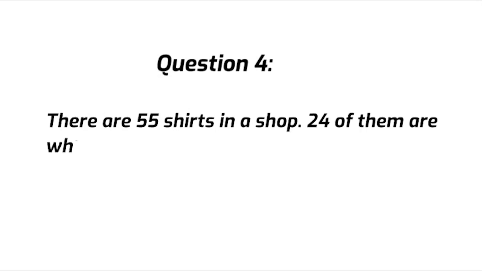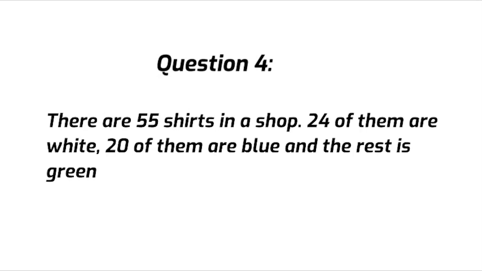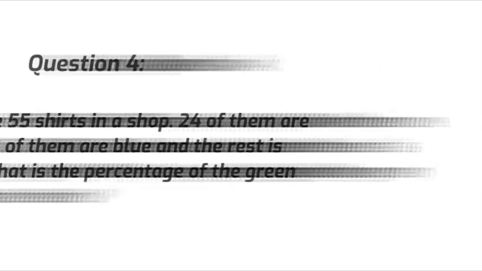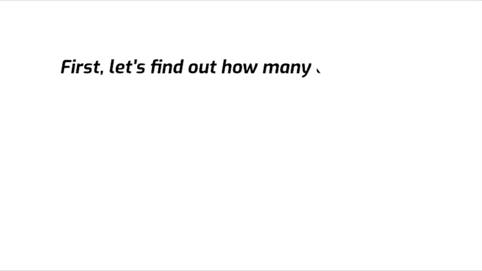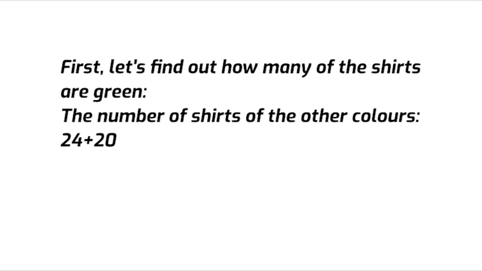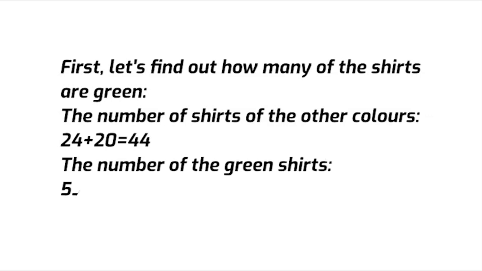There are 55 shirts in a shop. 24 of them are white, 20 of them are blue and the rest is green. What is the percentage of the green shirts? First, let's find out how many of the shirts are green. The number of shirts of the other colors, 24 plus 20 equals 44. The number of the green shirts, 55 minus 44 equals 11.